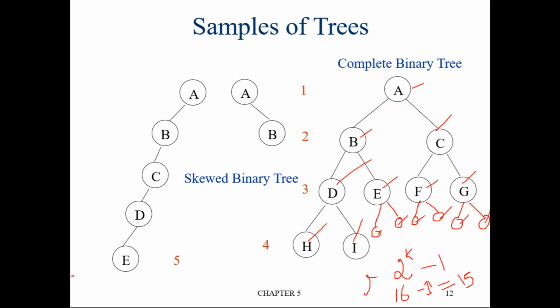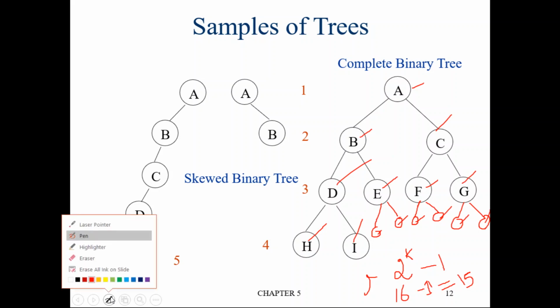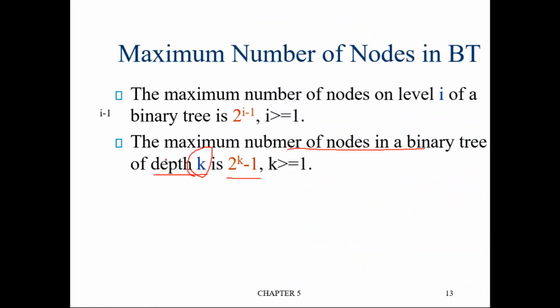Right? Fine. Another point is the maximum number of nodes on level i of a binary tree will be 2 to the power i minus 1. Again, it's understandable, right? K is nothing but the depth of the binary tree. The maximum number of nodes on level i will be 2 to the power i minus 1.